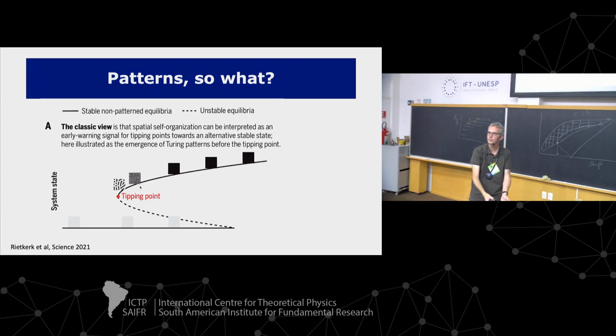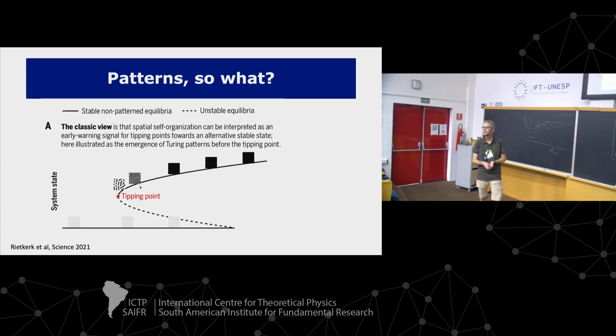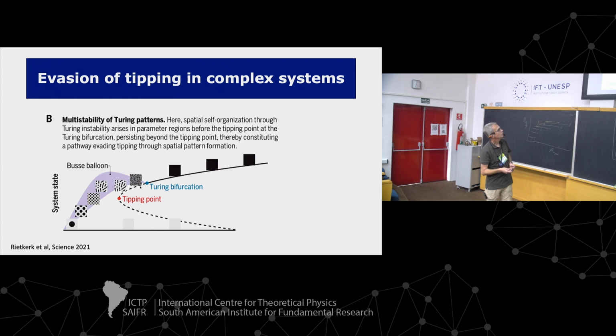And that's what we thought in 2004. And in 2021, we thought, well, it goes a little further. With all these patterns, you don't even have a tipping point anymore. Or even, let's put it differently, the whole phenomenon of tipping points becomes much more complicated. And that's what we published in Science in 2021.